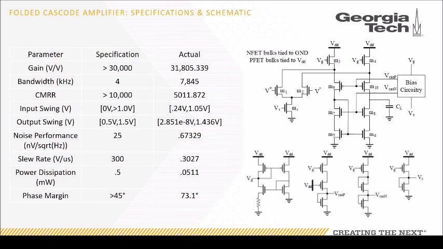So here is our specification table and schematic for the folded cascode amplifier. On the left we have the table of specifications and the actual values that we measured in Cadence. On the top right we have the schematic for the folded cascode. It includes a bias circuitry, which is shown on the bottom right, where the bias circuitry includes a bootstrap current source and some cascoded transistors for voltage biasing.